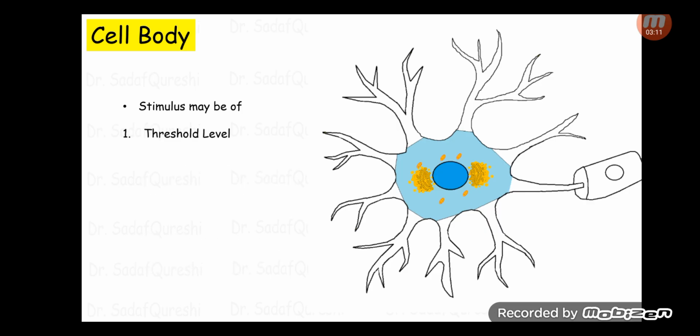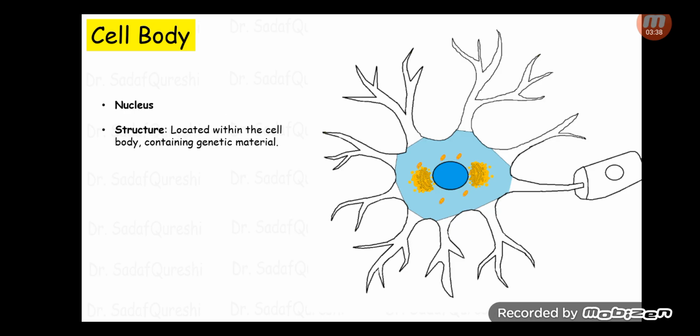In the cell body, the stimulus may be at threshold level if it activates the axon or depolarizes the axonal membrane. But if the stimulus does not depolarize or hyperpolarize the cell membrane of the axon, then that type of stimulus is called subthreshold level. To activate the axon in the form of hyperpolarization or depolarization, the stimulus must be at the threshold level.